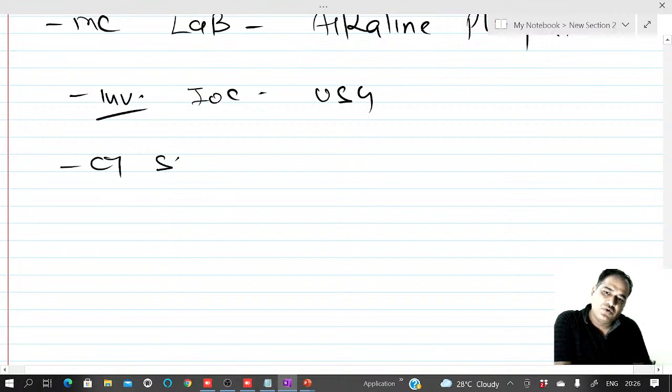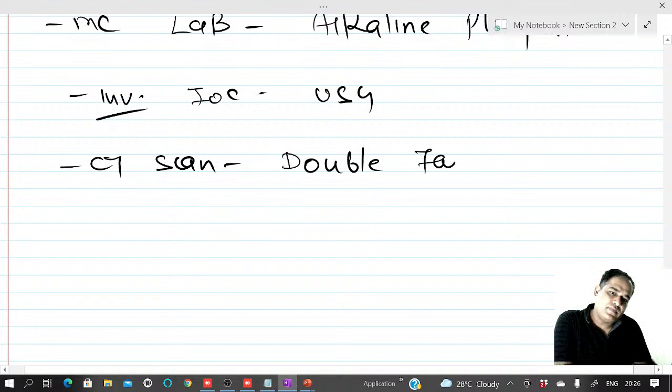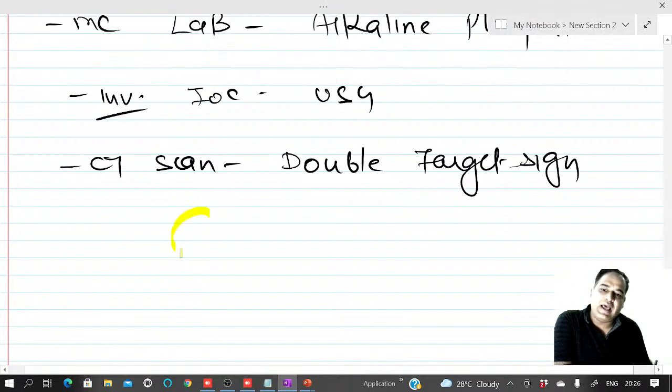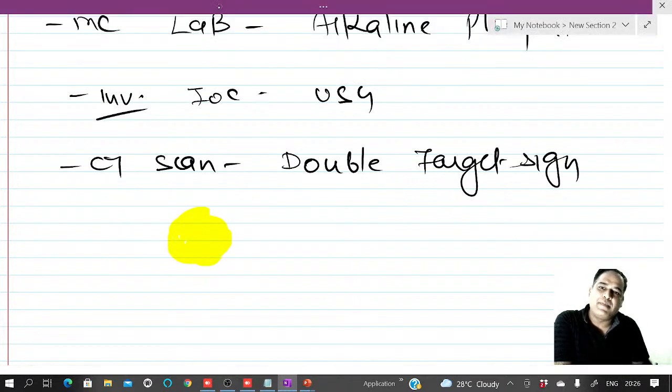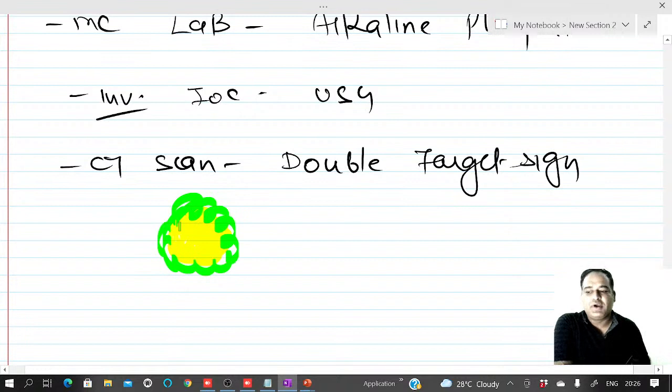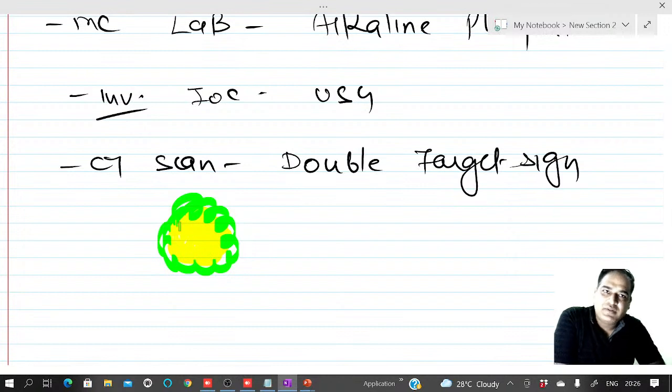You can also get a CT scan done, which will show a double target, which means there will be an abscess cavity like this, and around the abscess there will be erythema. That is a normal reaction by the body. Charcot's triad, pain, fever, and jaundice. Fine. That is present if your patient has cholangitis.